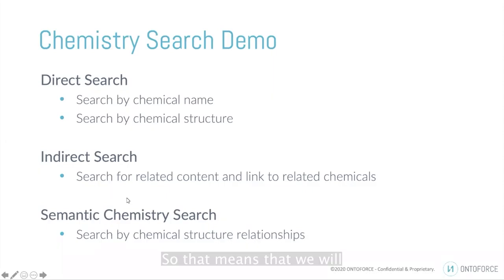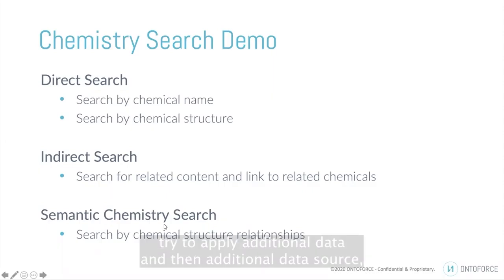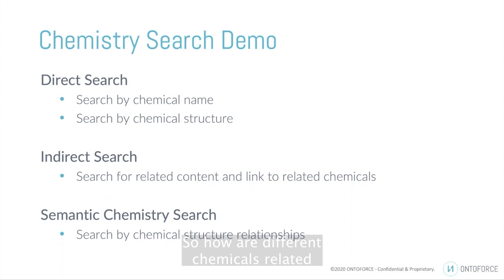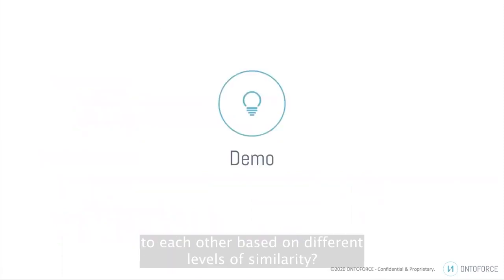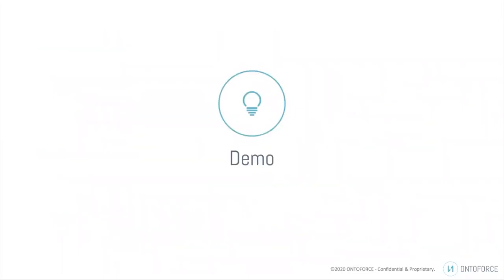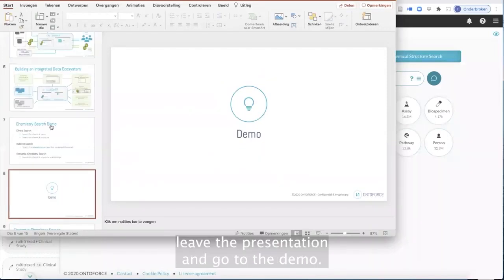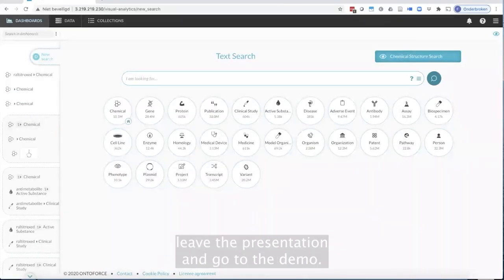So that means that we will try to apply additional data and an additional data source, which is explaining chemical structure relationships. So how are different chemicals related to each other based on different levels of similarity. So this is the place where I leave the presentation and go to the demo.